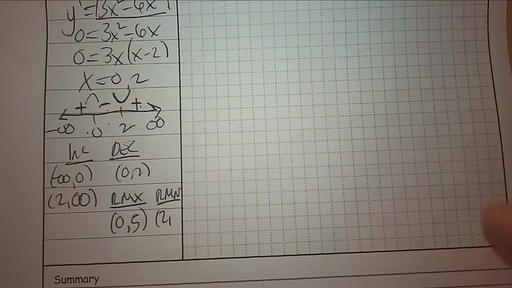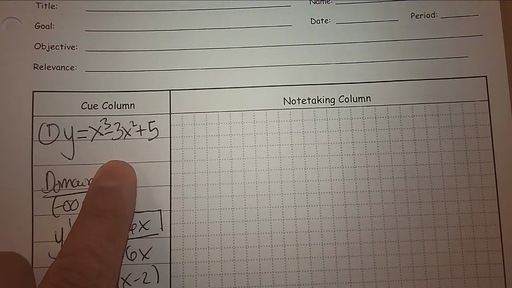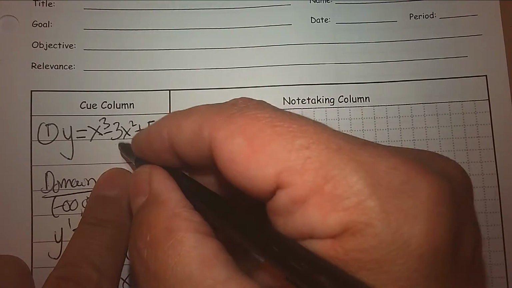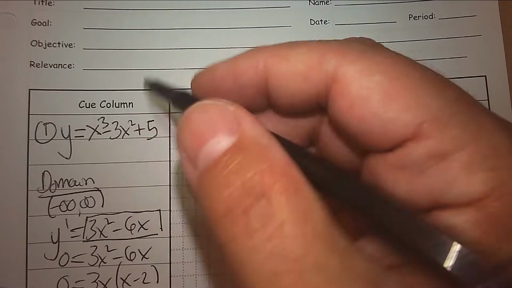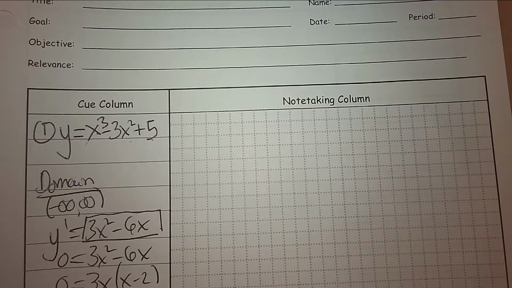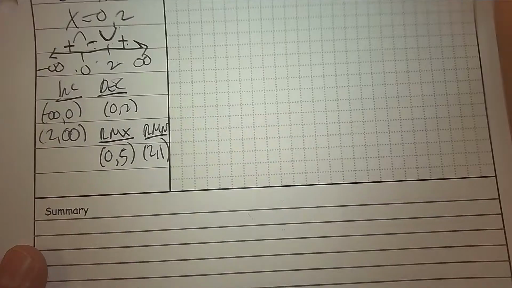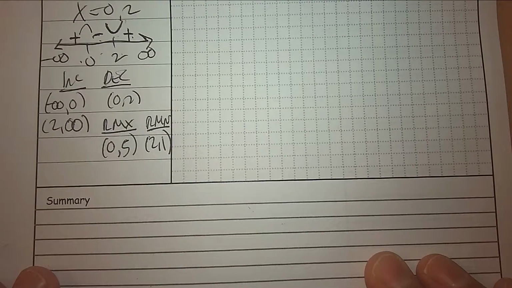So I'm going to plug in 2. To find the y value, I go back to the beginning again. So 2 cubed is 8. 2 squared is 4 times negative 3 is negative 12. So 8 take away 12 plus 5. I think that whole thing is 1. Is that right? So we have a minimum at 2 and 1.